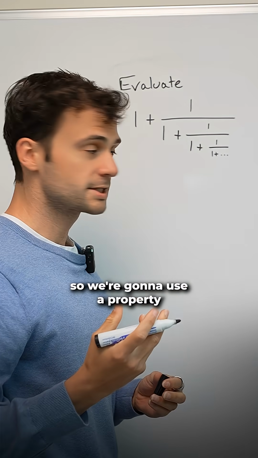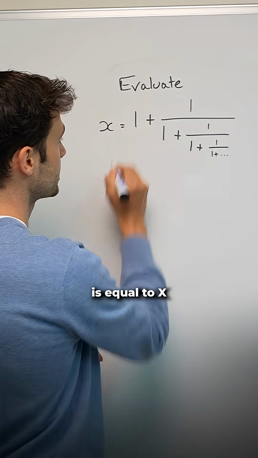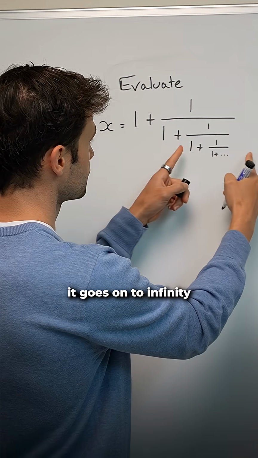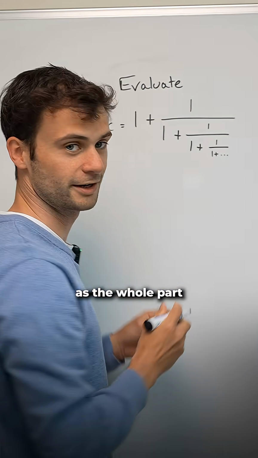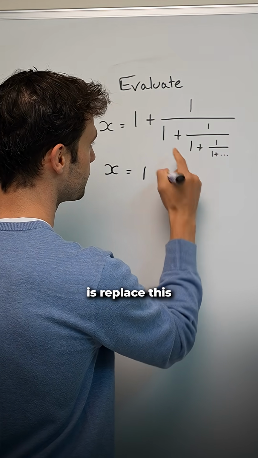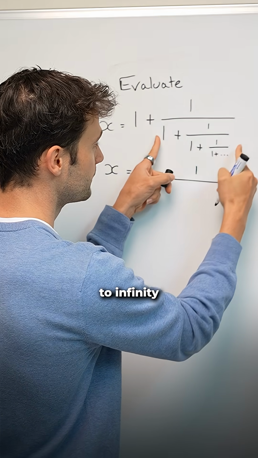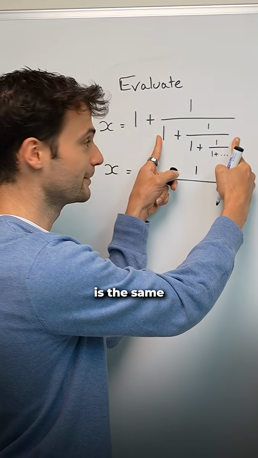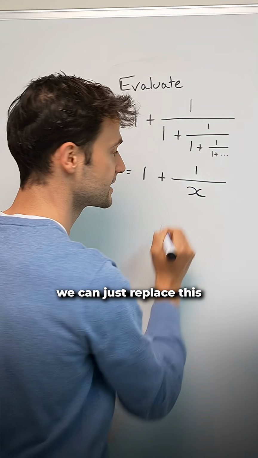So we're going to use a property of self-similarity here, where if we just said this whole thing is equal to x, then because it goes on to infinity, this part is the same thing as the whole part, which feels really weird. It feels wrong to say that. But what we can do is replace this, because the whole thing is defined as x, and because it goes on to infinity, this part is the same as the rest of the whole thing. Once we've removed that layer, we can just replace this with an x.